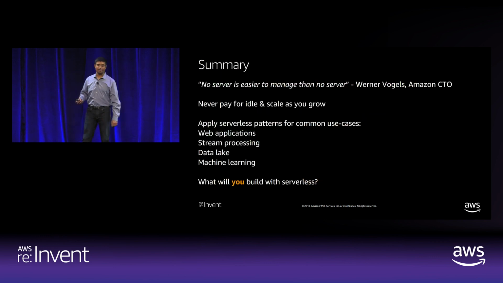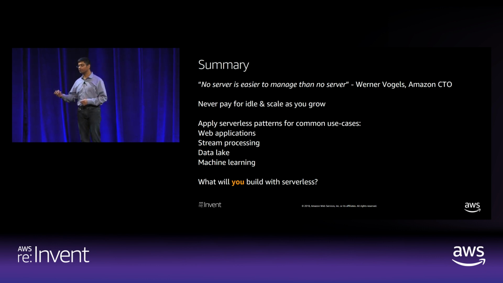So in summary, I'd like to leave you with a quote from Werner Vogels. He said this when we launched Lambda back in 2014. He said, no server is easier to manage than no server. And that remains true today with all the serverless services that we've seen. You don't pay for idle, and you actually scale as you grow, and you also pay as you grow. We've seen how those patterns can apply to web apps. We've seen those apply to streaming, as well as building a data lake, as well as using machine learning algorithms to make your apps smarter. We hope that you can use these patterns in your organizations when you go home.